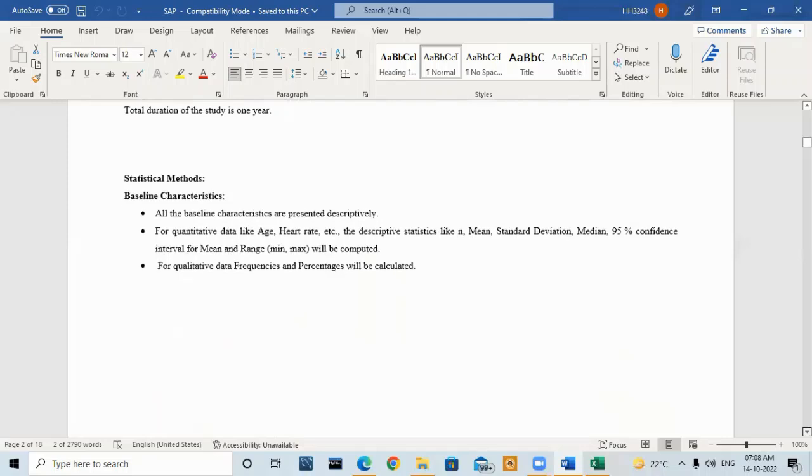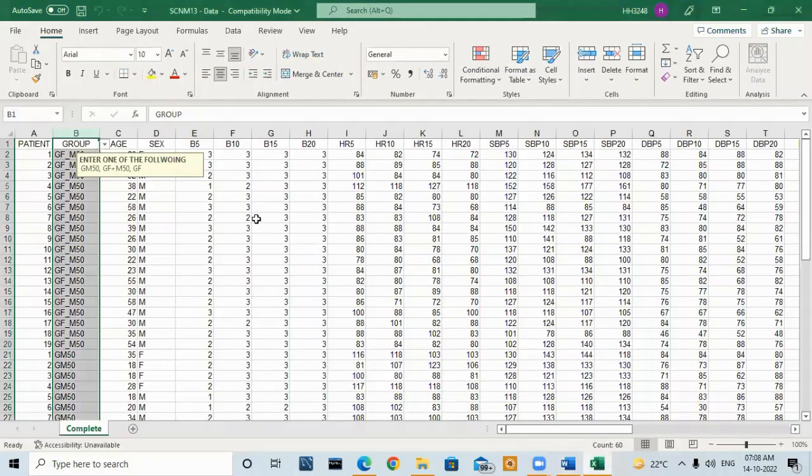So the basic characteristics of all these groups, the baseline values. You know what baseline values means? The blood pressure, SBP, DBP, right? The pulse rate, so many things. They are measured for this group, and it is stored in a separate file. I have one file. Can you see this file? SCNM13. Understood? SCNM13 is a code for this file, so don't bother about the name of the file.